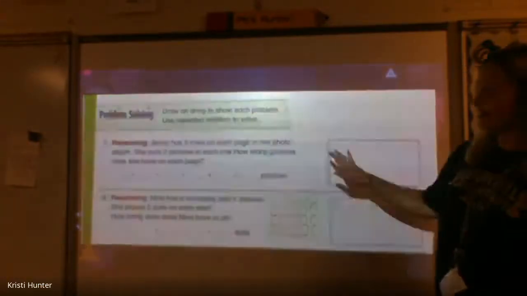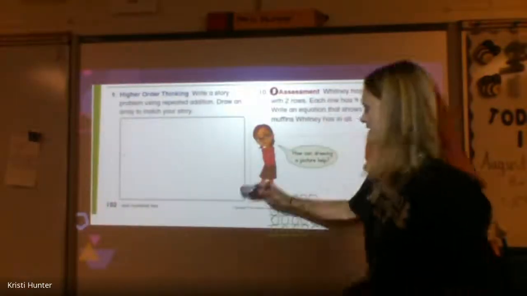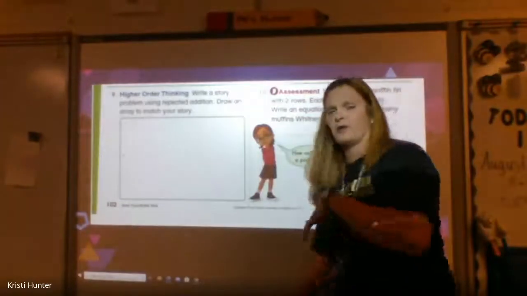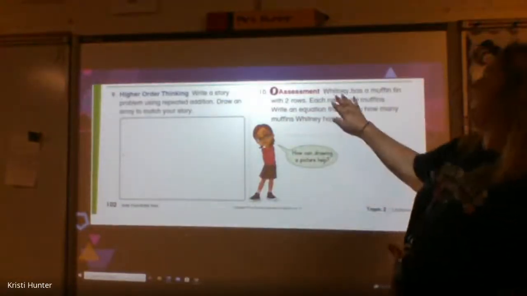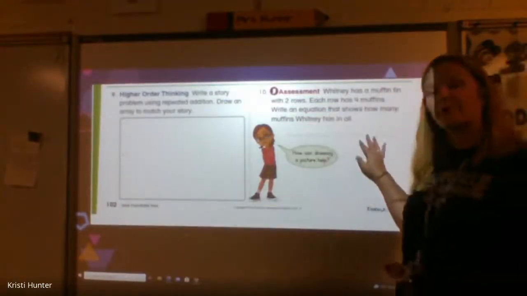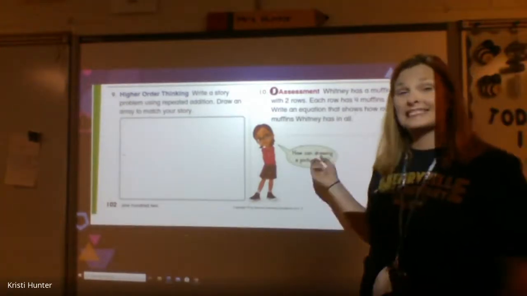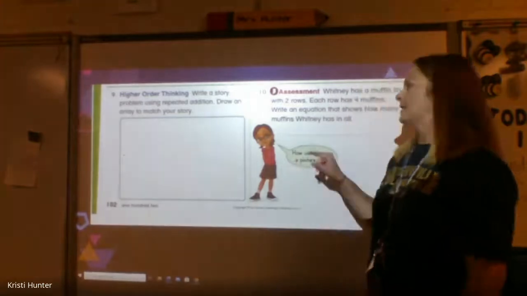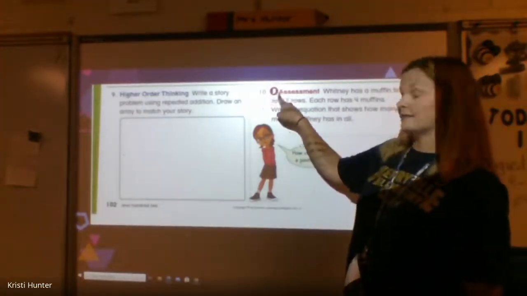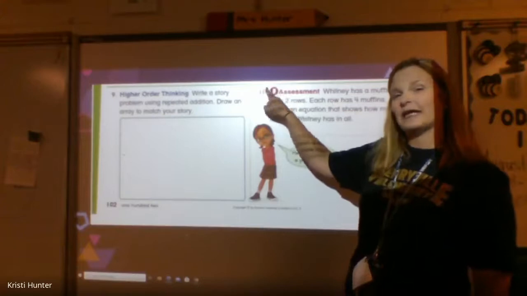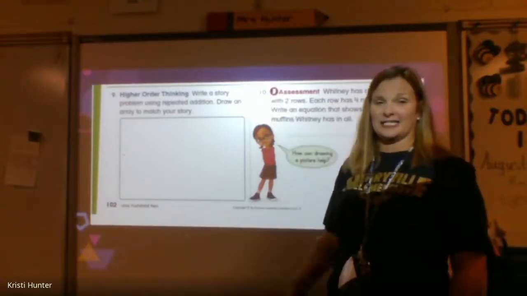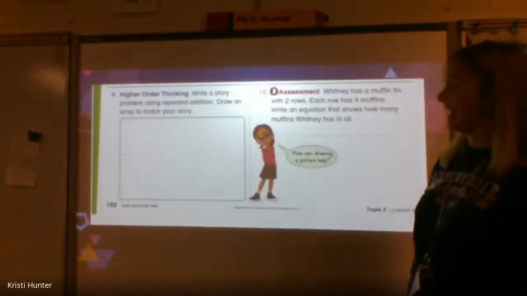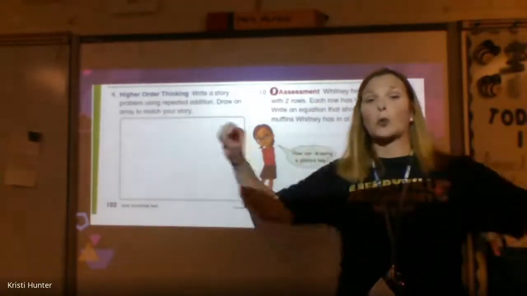All right. Very good. All right, I want to practice this last problem. We're going to skip the higher order thinking for right now. And let's talk about this last problem, because this is a problem that you may see on an assessment that we take. So I want to make sure we go over it. Anytime you see this Indiana symbol on your math lessons, that means it could be on a test that we take, okay?